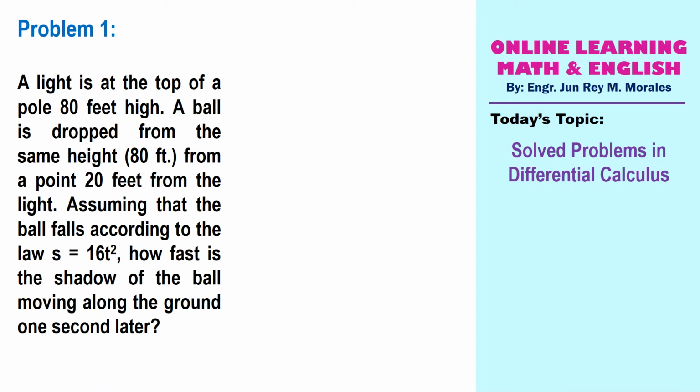Problem number 1. A light is at the top of a pole 80 feet high. A ball is dropped from the same height, 80 feet, from a point 20 feet from the light. Assuming that the ball falls according to the law, S is equal to 16t squared, how fast is the shadow of the ball moving along the ground 1 second later?